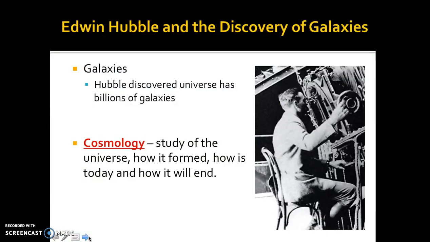So Edwin Hubble really had two major contributions to astronomy that we're going to talk about in this course. First is the discovery of galaxies and the classifications of galaxies that we're going to talk about in this lecture. And in the next lecture we'll talk about his contributions to cosmology and our understanding of the expansion of the universe. So first, Hubble discovered the universe has billions of galaxies, okay? We were able to confirm this by a lot of our images like Hubble Space Telescope and spectroscopic observations. And so Hubble really was into the world of cosmology, which is the study of the universe, how it formed and how it is today, and how it will end. Literally the study of the universe as a whole.